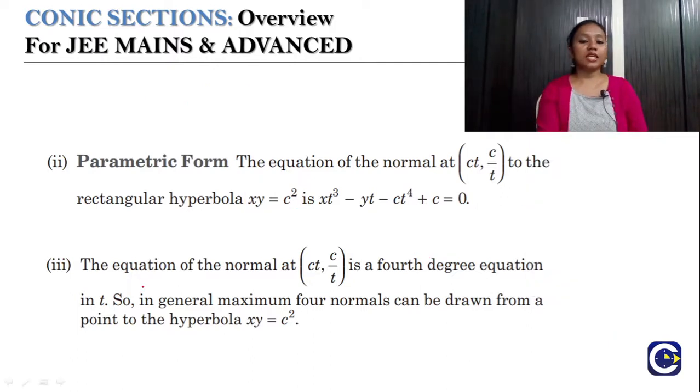So the equation of the normal at the point ct comma c by t is a fourth degree equation in t. Right. So here you can see it's a fourth degree equation in t. So in general, a maximum of 4 normals can be drawn from a point to the hyperbola. So this we already know, we have already seen. So a maximum of 4 normals can be drawn to any hyperbola, even for the rectangular hyperbola of form xy is equal to c square.